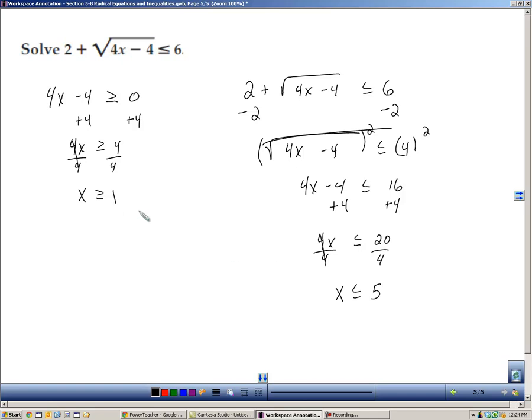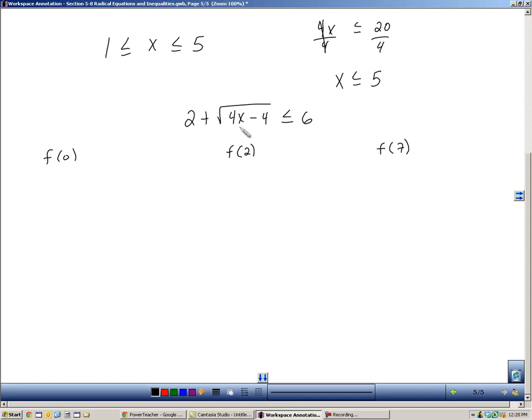Now we have to combine these two. We're looking for values that are bigger than 1 and smaller than 5. Now I'm going to write that this way because they can be combined in a single inequality, because we have to be between 1 and 5. Now the last thing that we're going to do is test a value that's in all three of these regions. We're going to test a value that's smaller than 1, between 1 and 5, and bigger than 5 to make sure that those values are going to work.